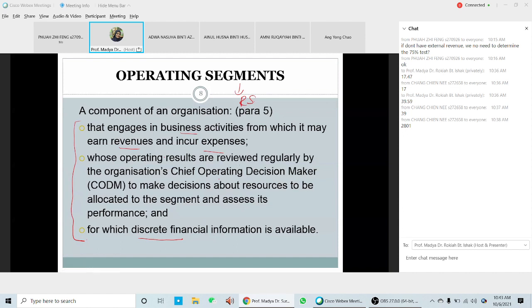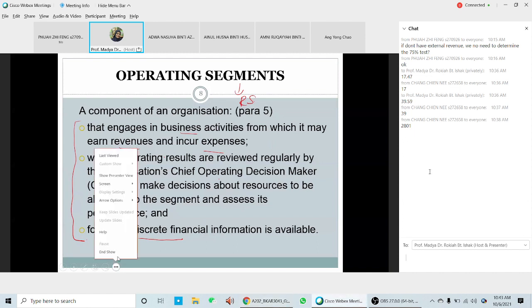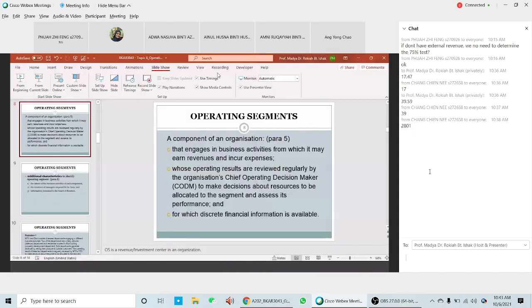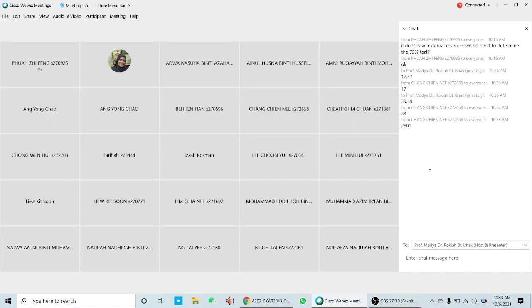Okay, any questions that you have for operating segment? If not, we're going to proceed with the notes that you have there. Can we proceed with the related party? Okay, we're going to proceed with the related party. The next one will be your related party.